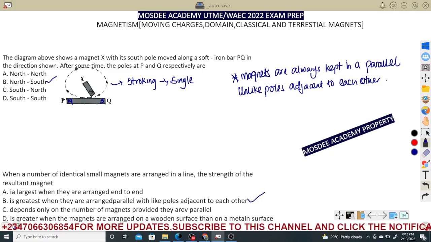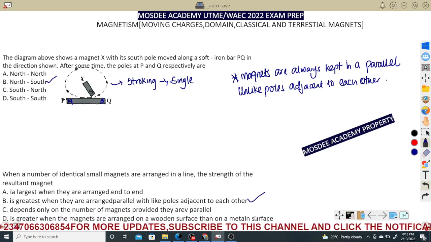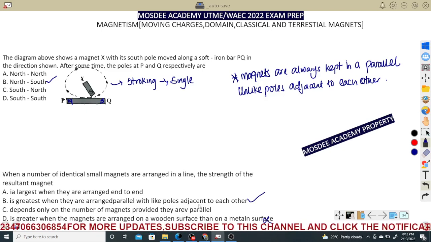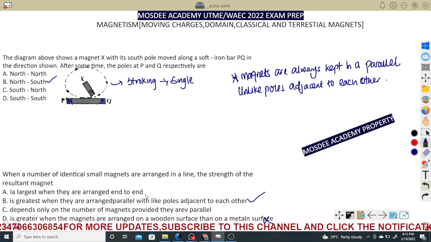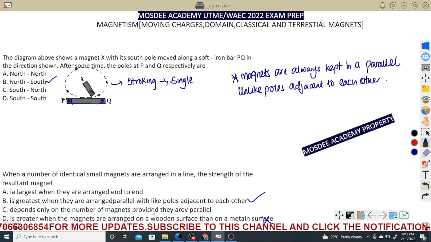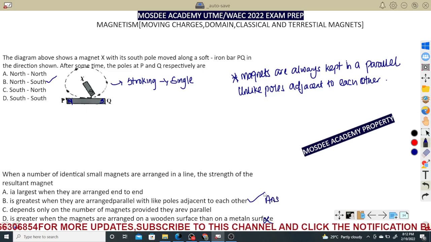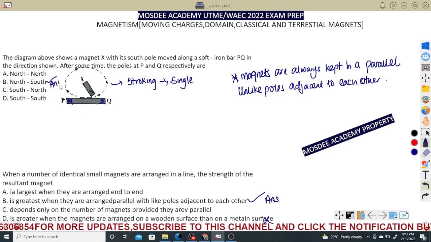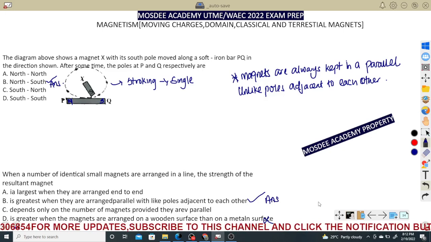Depends only on the number? No. It's greater when magnets are arranged on a wooden surface? No. All these are no. This would have been correct, but it is an incomplete statement. They are always greatest at the poles, and they are arranged parallel and adjacent to each other. Unlike poles are always parallel and adjacent to each other. So please keep that at the back of your mind. These are simple questions that you can have at the back of your mind as an idea of the introduction to magnetism.